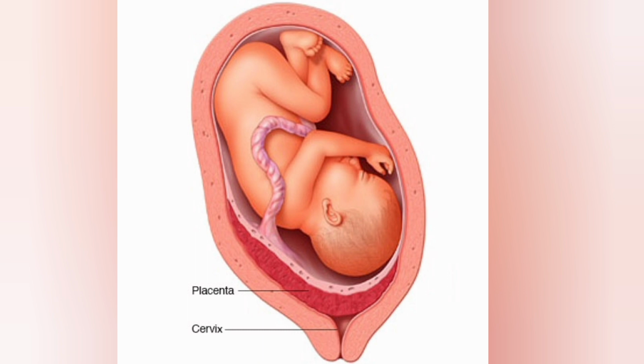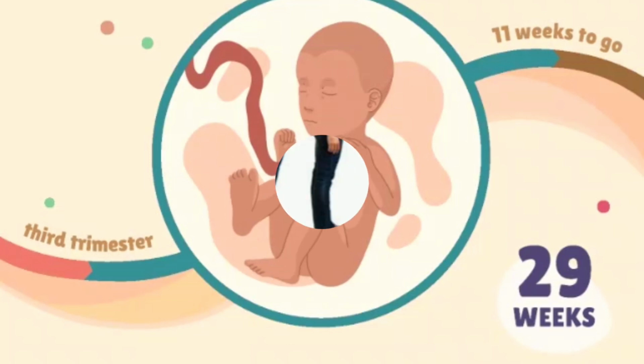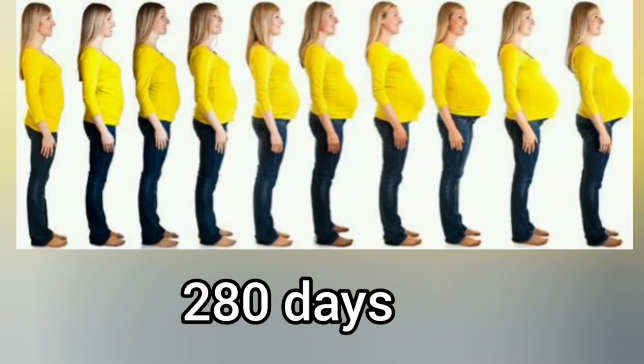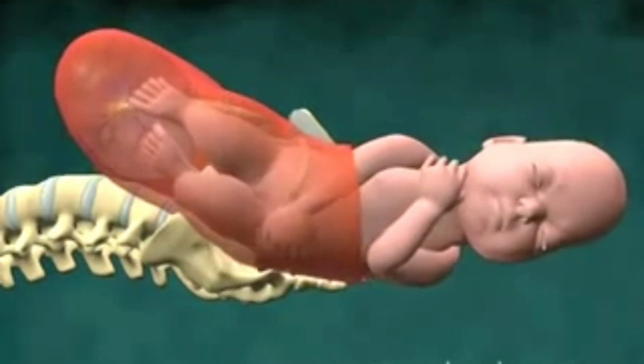It produces the hormone progesterone for maintaining pregnancy too. The cord containing blood vessels connects this placenta with the fetus. This cord is called umbilical cord. The full term of the development of the embryo in the mother's uterus is called gestation period, which is about 280 days or 40 weeks, or you can say 9 months. After this period, the fetus is ready for birth.